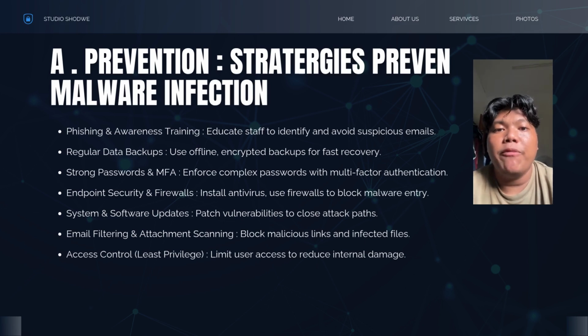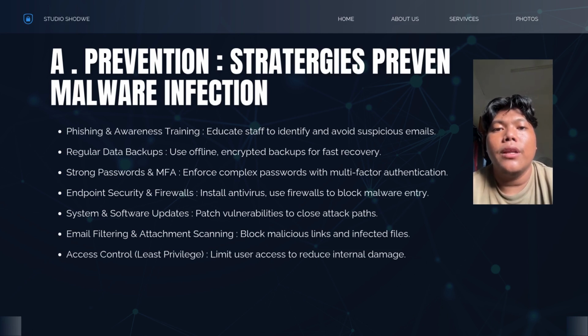Let's now look at the prevention strategies that could have helped the University of South Florida prevent or minimize the ransomware attack. First, employee awareness training is one of the most important defenses. Many ransomware attacks begin with phishing emails. If staff are trained to recognize suspicious links and attachments, the risk of infection drops significantly.